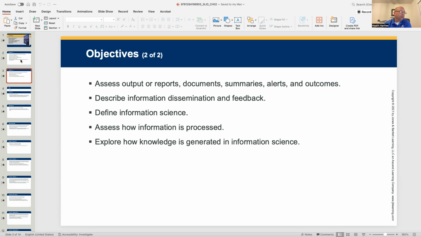But you also need to know the outputs or reports, document summaries, alerts, outcomes, etc., that we will produce as health informatics specialists. Describe information dissemination, define information science, assess how information is processed, and explore how knowledge is generated.